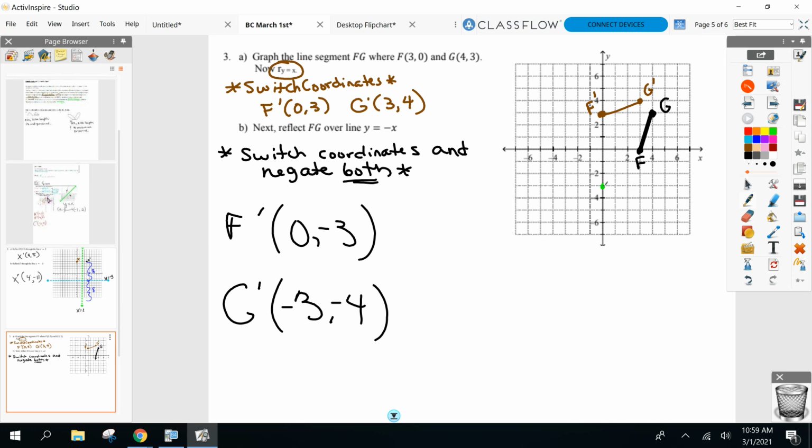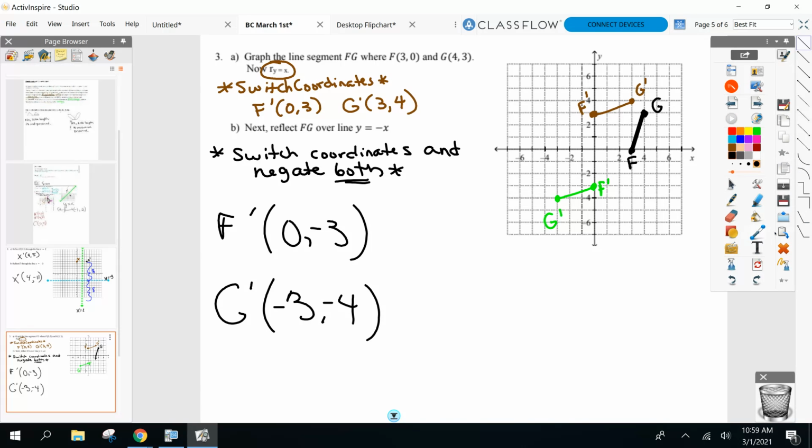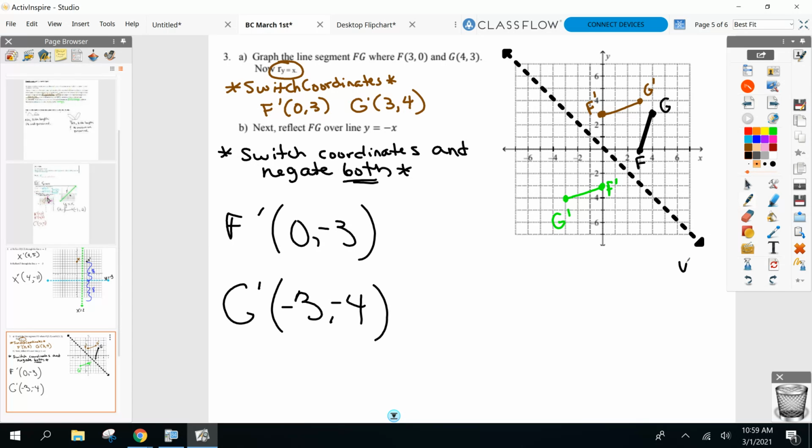So 0, -3, and -3, -4. And you guys can see, let me throw that line in there now. There's y equals -x. It does look like we flipped it over correctly. Distances don't look like they changed.